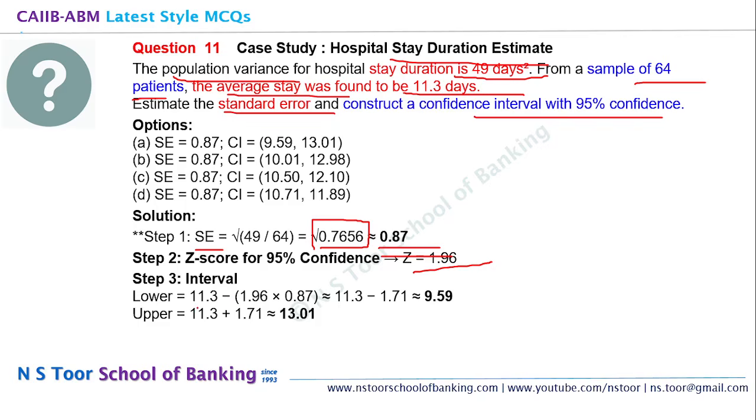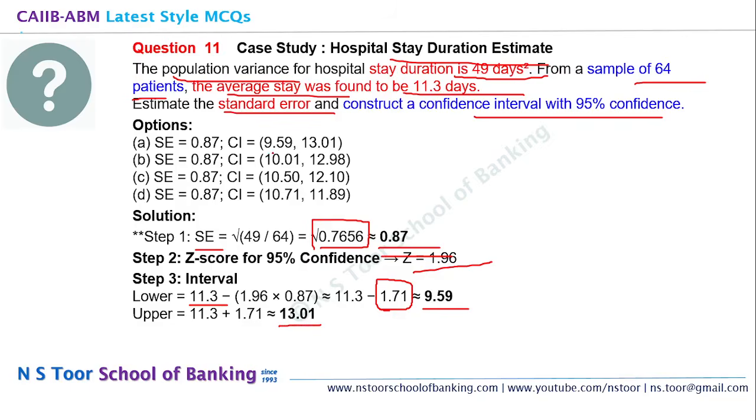How has 11.3 come here? This is the mean for the sample. So the mean for the sample is 11.3 minus margin of error. What is the margin of error? Margin of error is equal to Z times standard error, which comes to 1.71. So 11.3 minus 1.71 will be the lower level, and 11.3 plus 1.71, that is 13.1, will be the upper level.